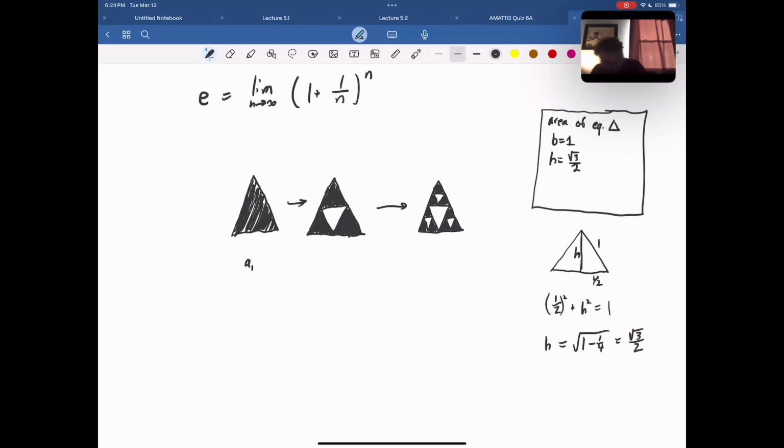And so we can say that the area of this whole triangle, back over our first iteration, is just going to be 1/2 the base, which is 1, times the height, which is root 3 over 2, right? Or, it'll be root 3 over 4.